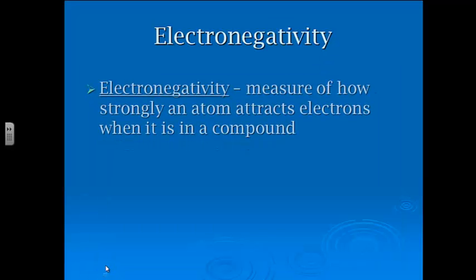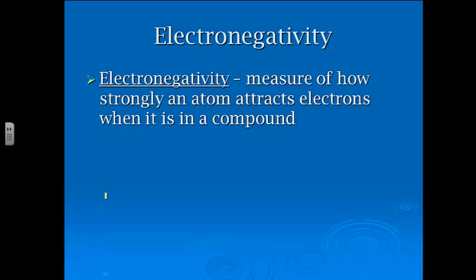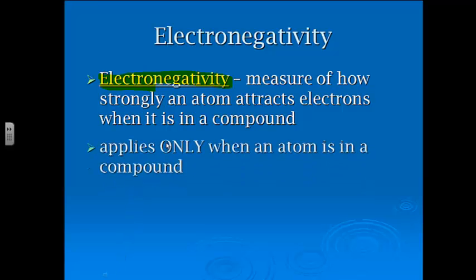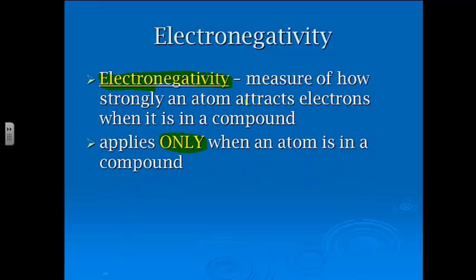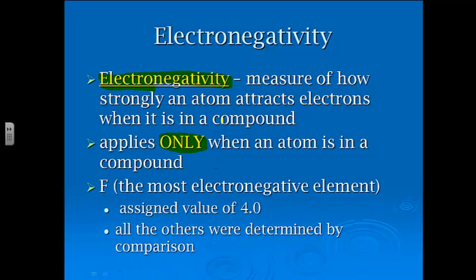Okay, last one that we have is electronegativity. Electronegativity is a measure of how strongly an atom attracts electrons when it's in a compound. This only applies when an atom is in a compound because it's talking about their attraction to other electrons. And I always think of electronegativity as an electron tug of war. Particularly, we're going to talk about that in the next unit about bonding. And with the tug of war, they're being shared. It's just how equally are they being shared.